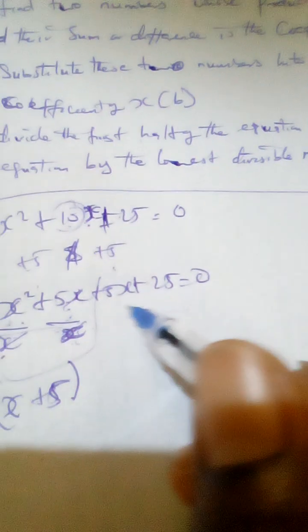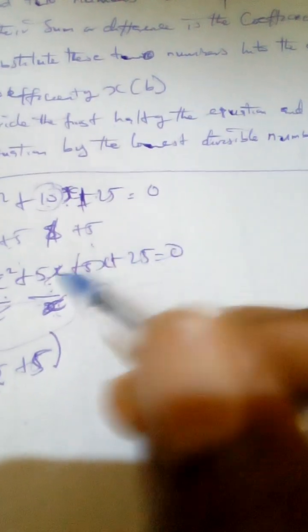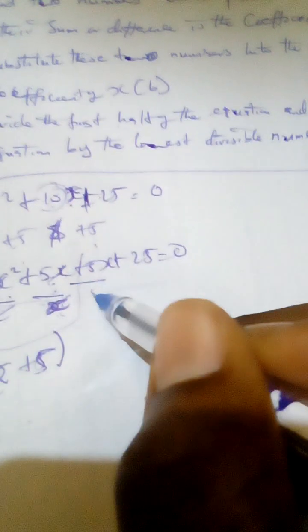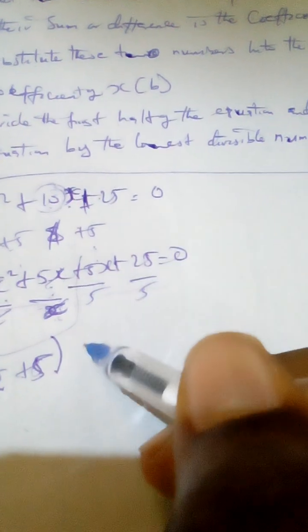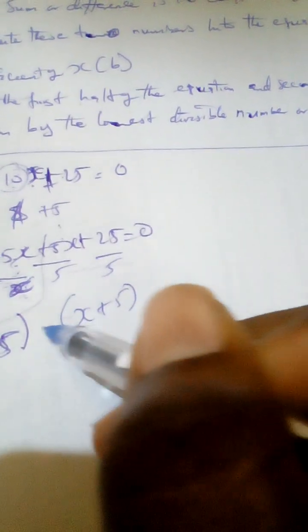Then what we do next is apply the same principle here. What's common in both? What can divide both of them? We have 5x and we have 25. From your simple multiplication and division, you know that 5 can divide both. So dividing here by 5 and dividing here by 5, we have 5x divided by 5 is x, and 25 divided by 5 is 5. So this is plus 5, and this is plus 5.